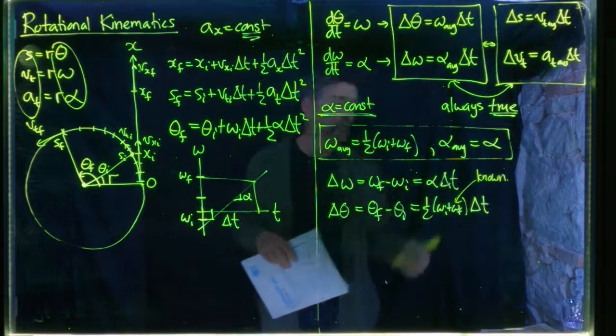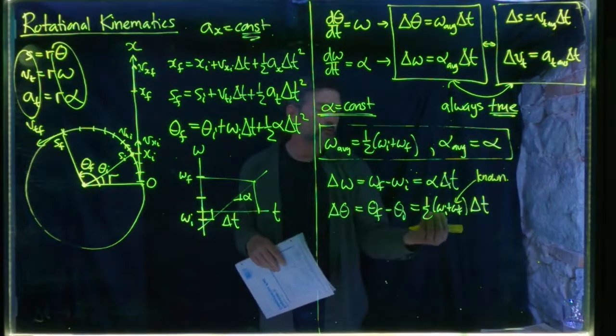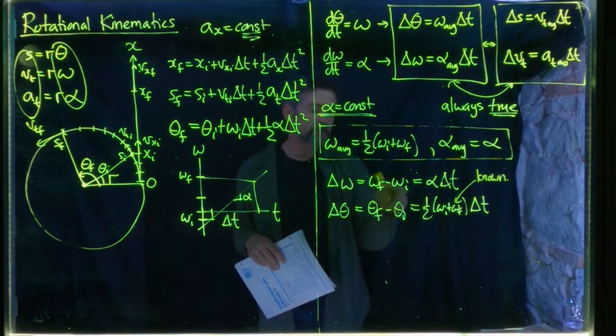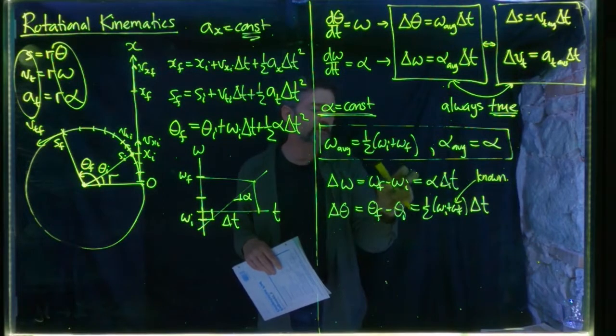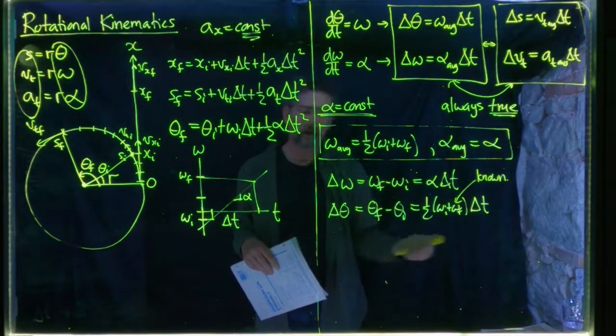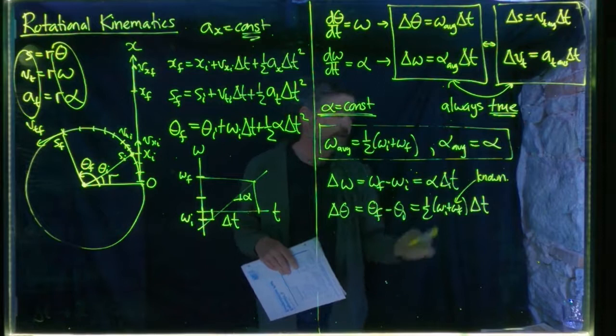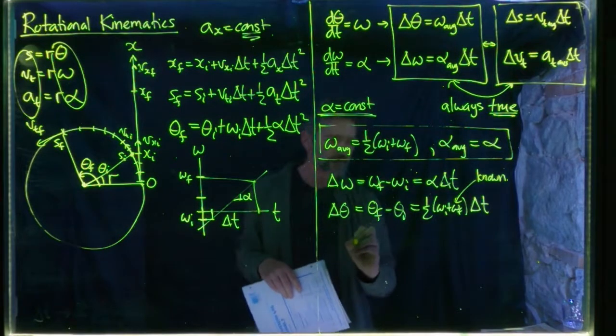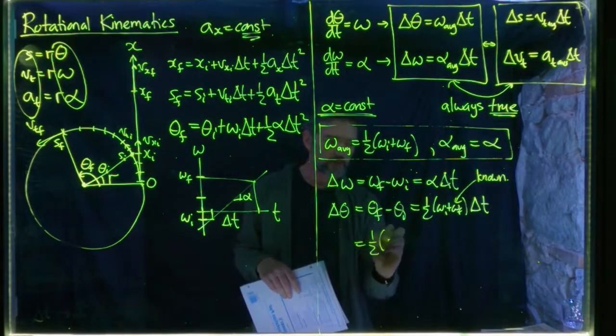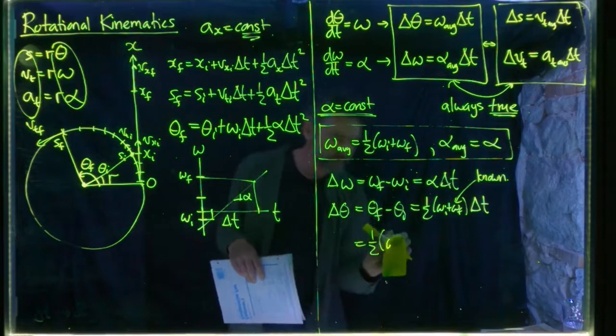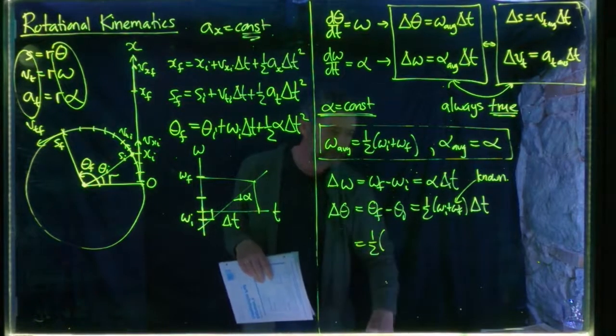Okay, but we don't know omega initial. So what we'll do is we'll look at this previous equation. Well, there's an omega initial in there, and so we can express omega initial in terms of omega final and alpha times delta t. So we can write this as 1/2, so omega initial. Let's substitute in for omega initial.